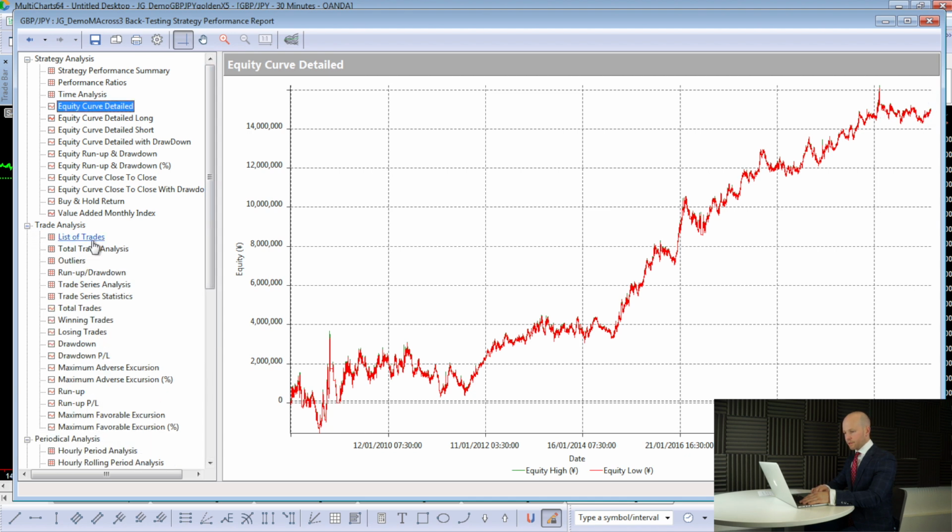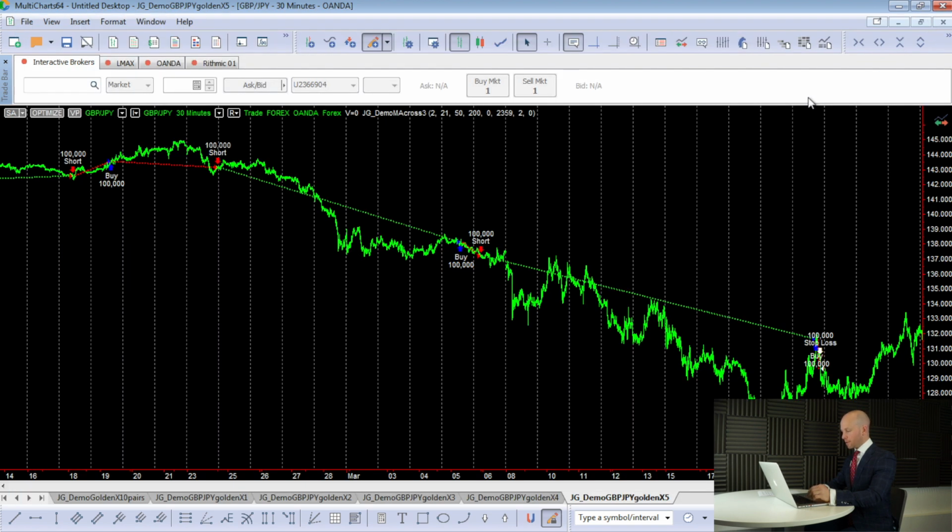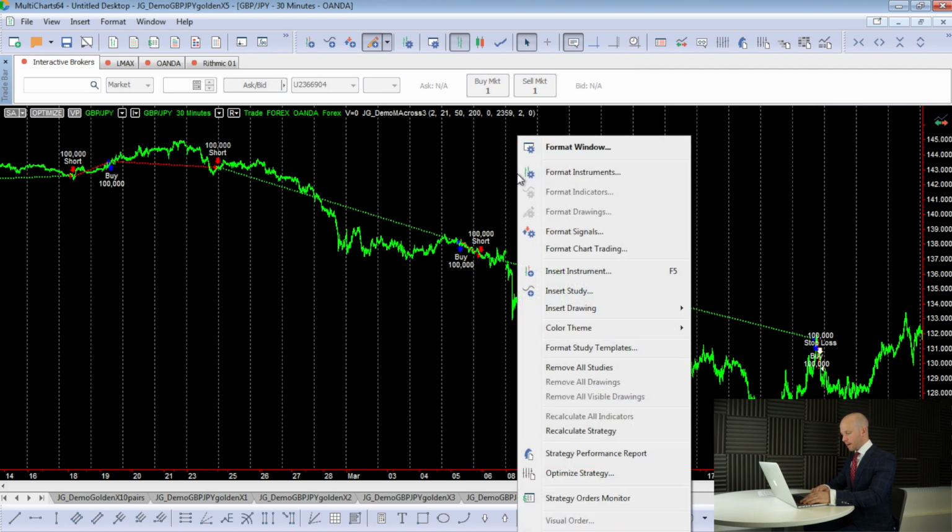Let's have a look at the average trade value. Hasn't really changed much, has it? At 17.7 thousand, so that's good. Our largest losing trade is still 200,000 yen, which is of course our stop loss value. Now, I haven't been using any trading costs, any slippage or commissions within this test, so what we can do now is add some slippage to see how that affects the performance.